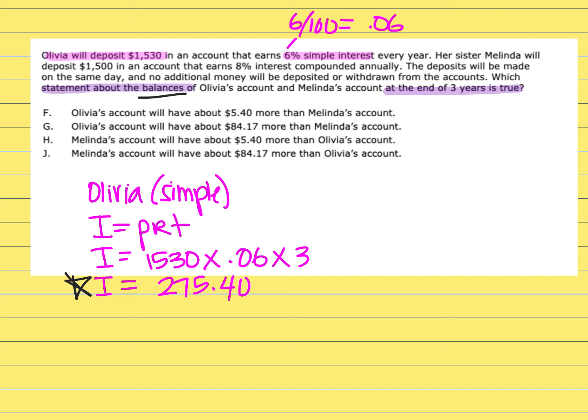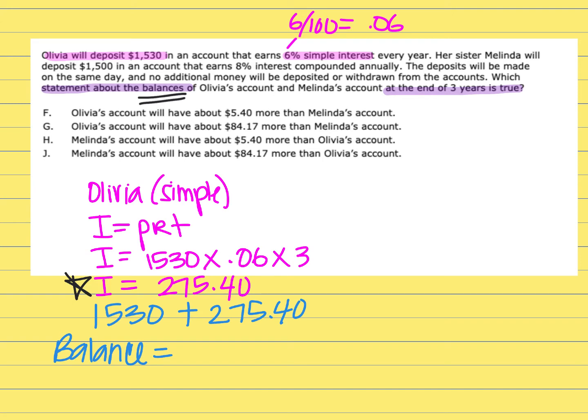And our question is wanting to know the whole balance. So in order for me to get that, I have to take her starting amount, which was $1,530, and add this new interest she earned. So I know her balance at the end of the 3-year time period. Her balance is $1,805.40.